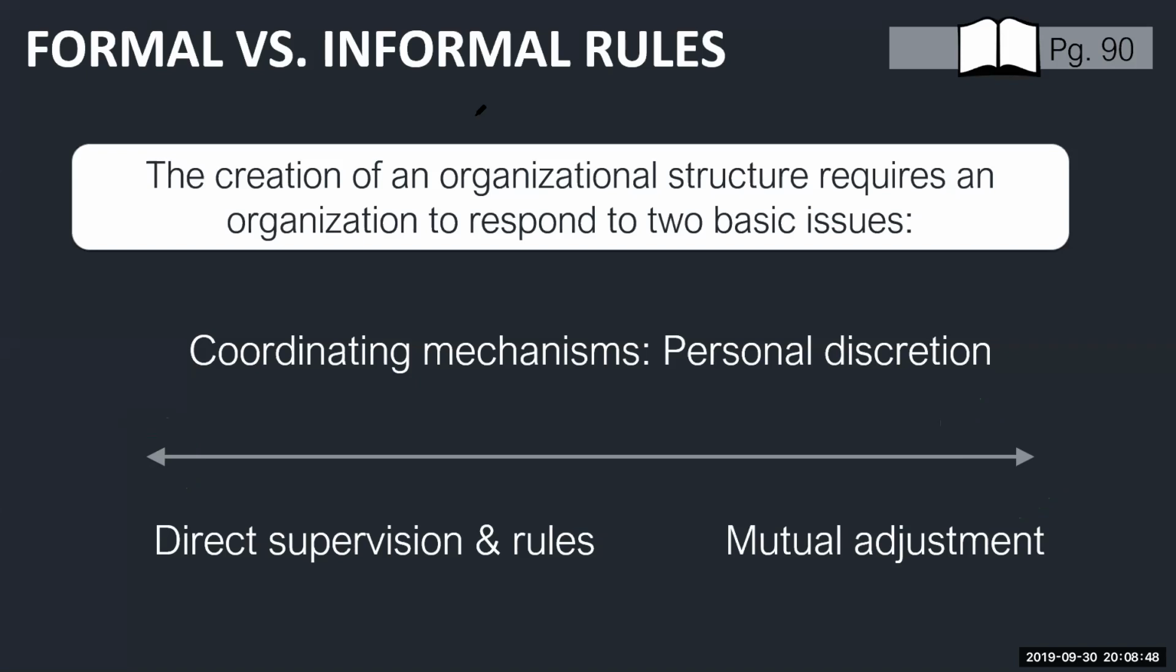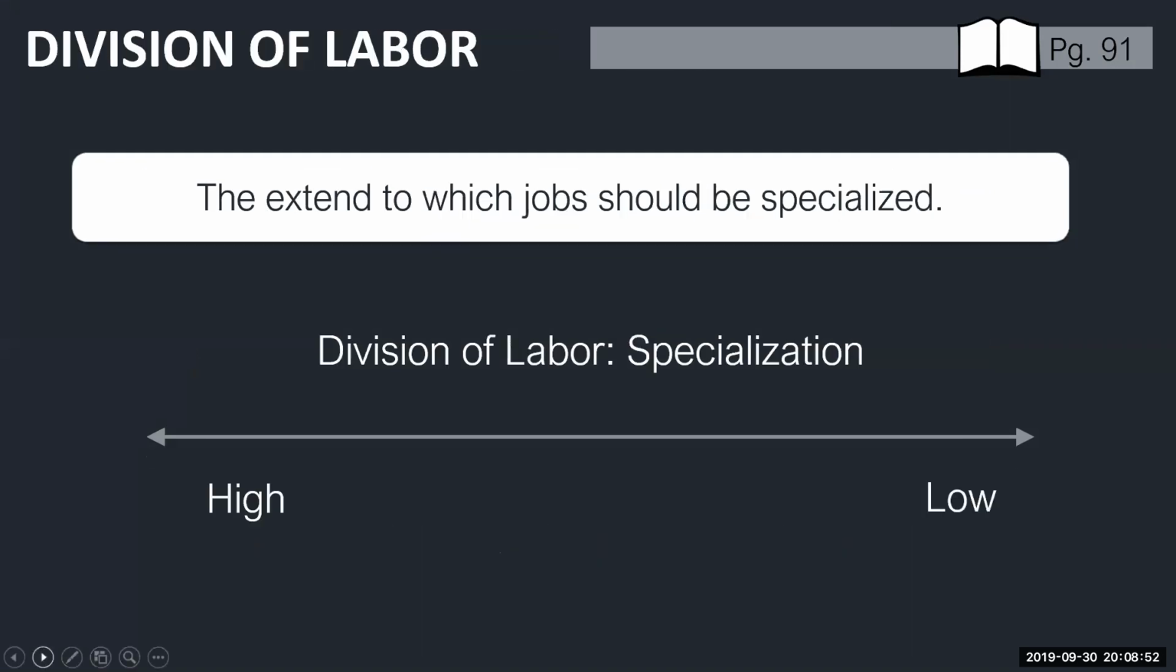Okay, so our next item is division of labor. In division of labor, the question is how should jobs be specialized. The division of labor can be on the high axis on the left-hand side, then down the continuum to the low on the right-hand side.